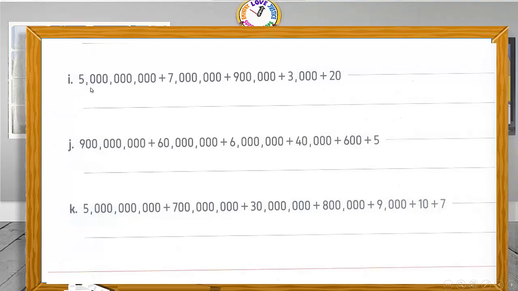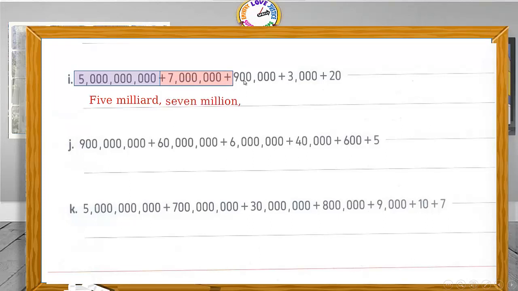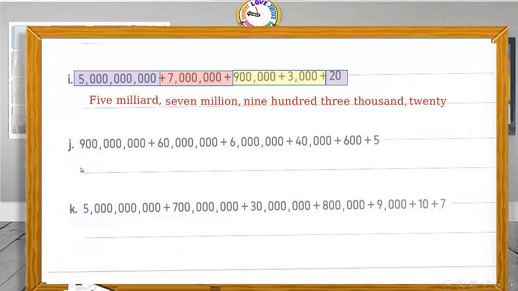Next one, 5 million, 7,900,000, 3,020. Where is periods? Milliard alone inside one period. First period, 5 million. 7 million, yes, write 7 million because we don't have any million here. So write here 7 million. 900,000 and here 3,000. So we have two numbers together inside one period. 903,000. Last period 20. Write 20 in the end.